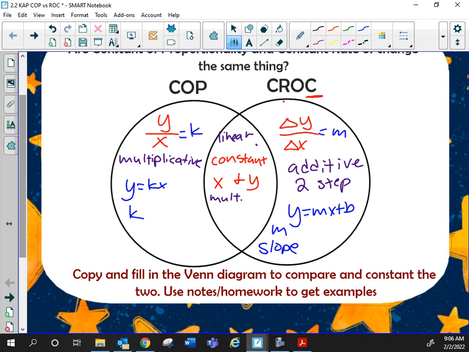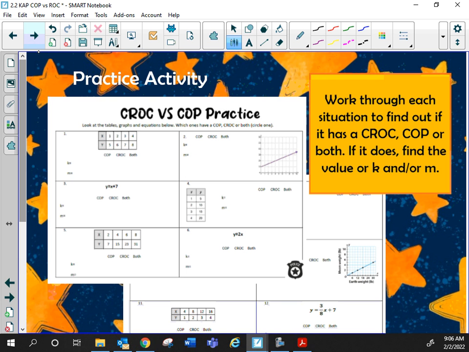We really just need to be able to tell when they're the same, when they're different, how to find each one. So what we're going to practice today before our ticket at the end of class is just what's going on. On the inside of your packet today, you have an assortment of columns. You have tables, you have graphs, you have equations. You're going to go through and determine, does it have a CROC? Does it have a COP? Does it have both? Does it have neither? Okay? So maybe I'll do one or two with you, and then you can see and get the flow of it and just be able to tell.